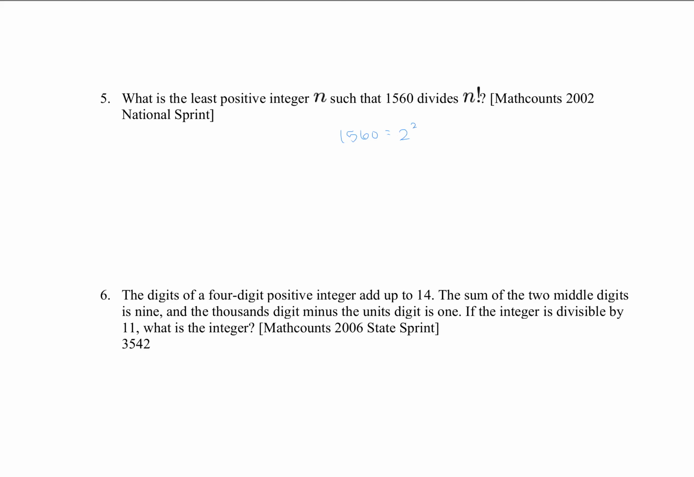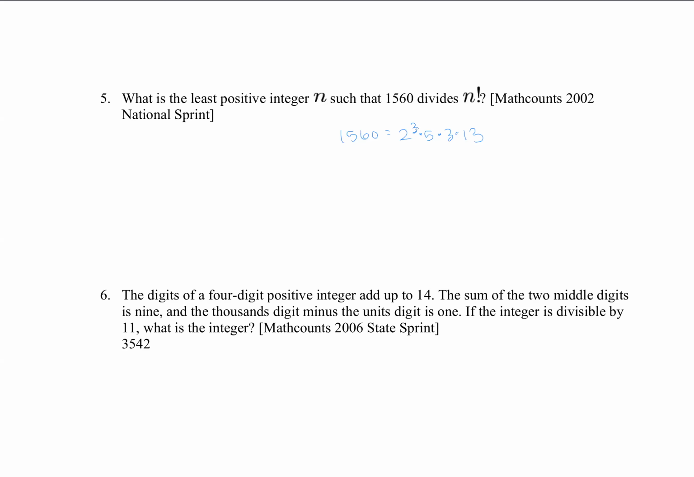So we know that this is 2 squared, right? And then dividing this by 4, we get 390. Wait, actually, give me a minute. Okay, so this is 2 cubed, I think, times 5 times 3 times 13. I'm pretty sure this is a prime factorization, but if I did something wrong, you guys can tell me. Yes, so I'm correct.